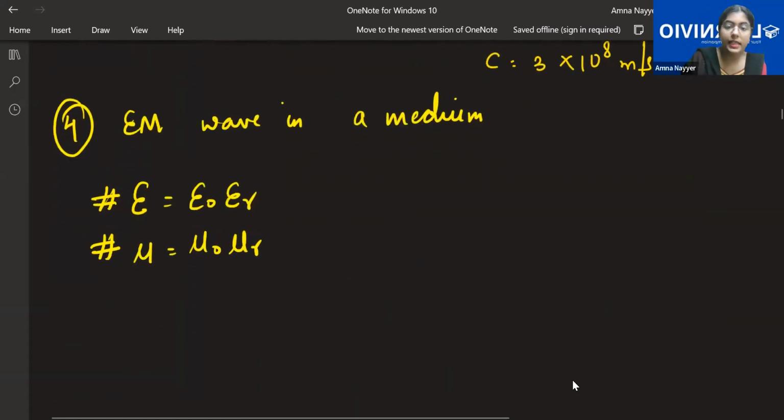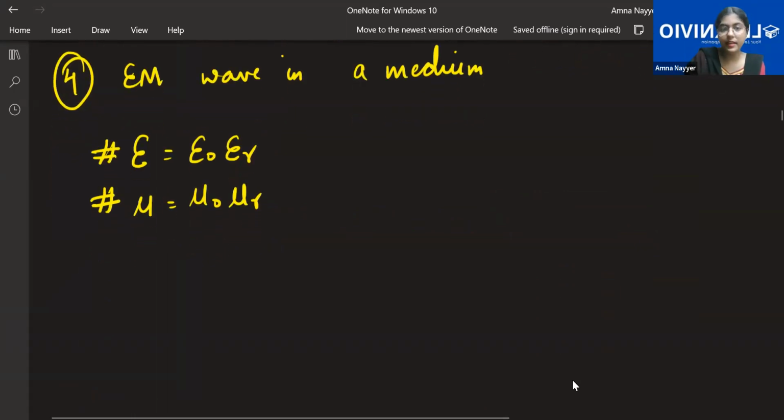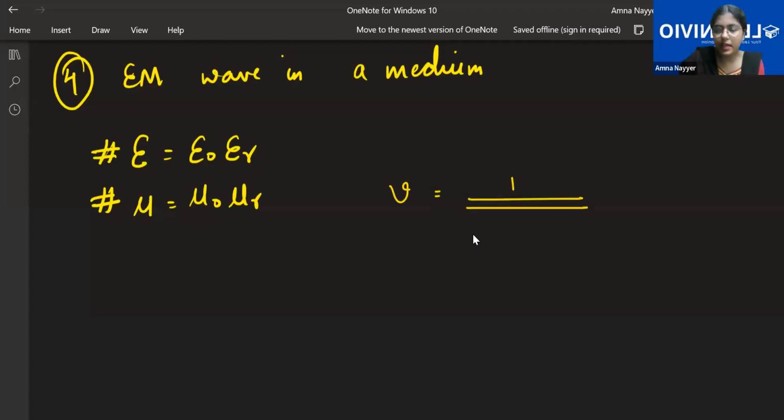Now see, if I talk about the EM wave in a different medium, that time we'll have some different speed which will be equal to 1 by under root mu into epsilon. Mu and epsilon are for different materials, for other media. This will be some new speed. There was a relation, if you can recall, relative permittivity and relative permeability. We did mu r in the last chapter.